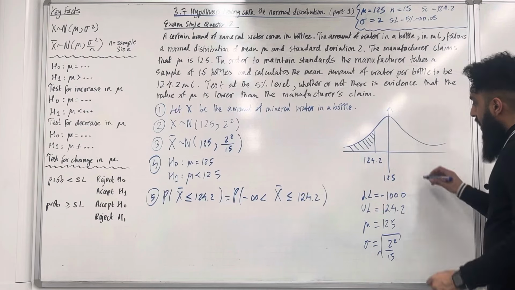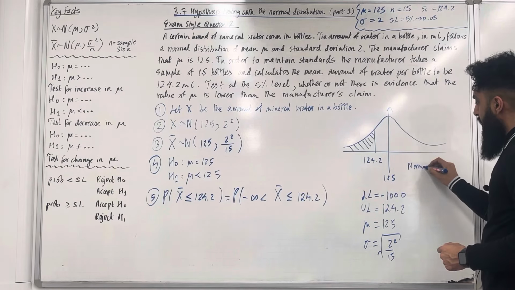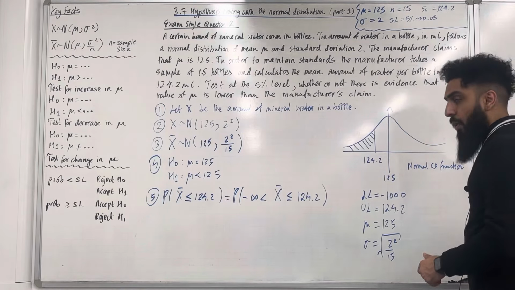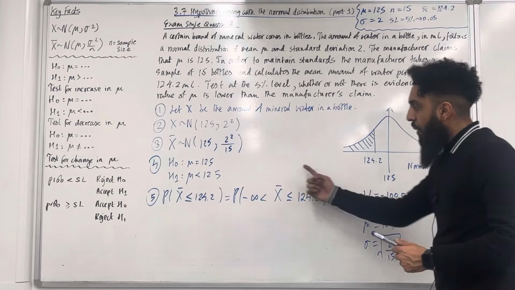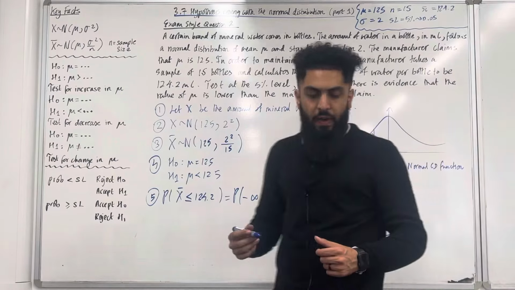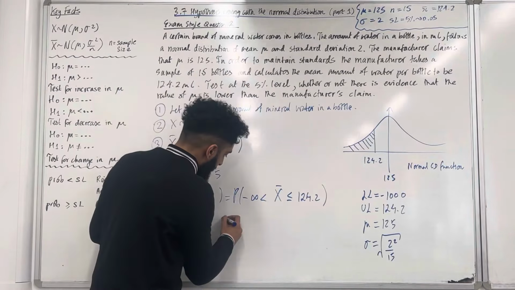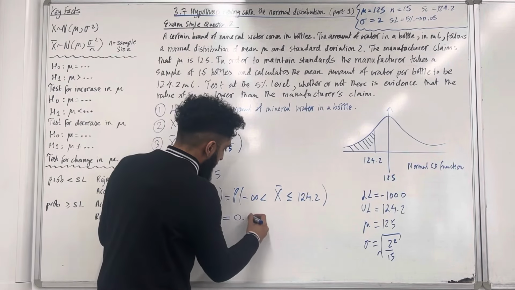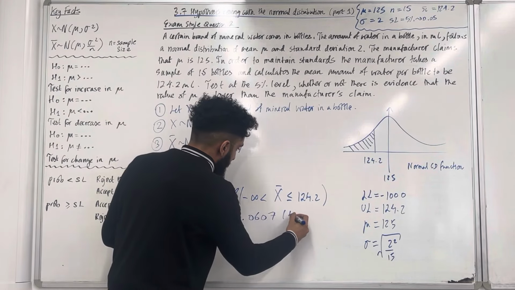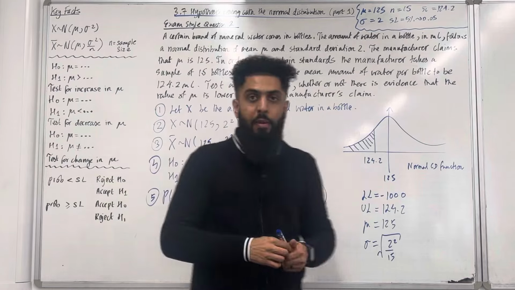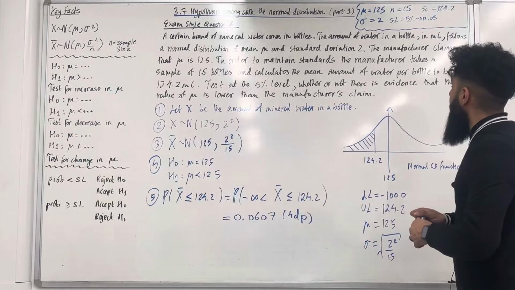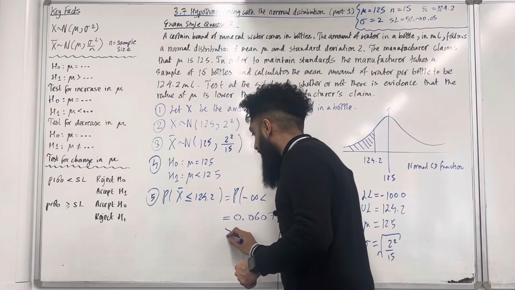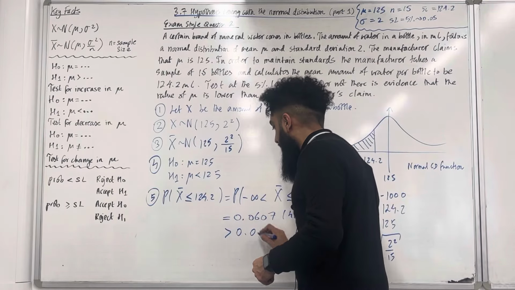Okay, so now we're going to use the normal CD function in our calculator with these values to calculate this probability. So if I use my ClassWiz calculator, I get the following answer to 4 decimal places: 0.0607. This is the probability that I must compare with my significance level, 5%. Notice that this probability is more than 5%, 0.05.